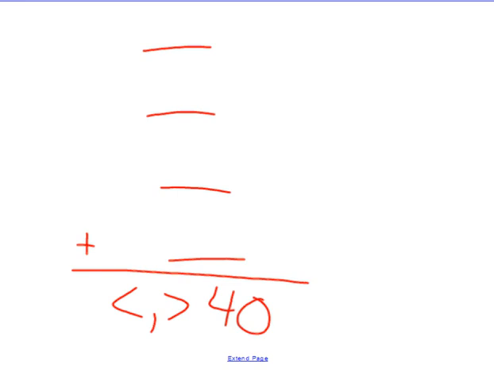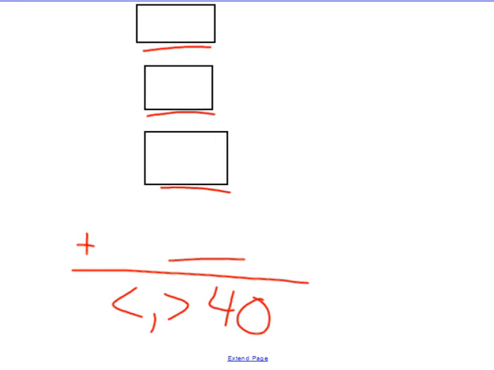Think about it. There's no question mark. You forgot the question already? I have 4 one-digit numbers. I'm going to add them together. Is the answer, the sum, going to be greater than or less than 40, and how do you know?